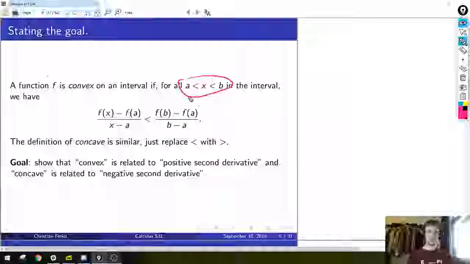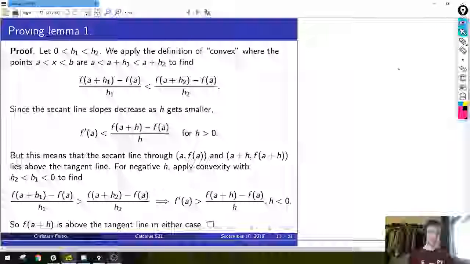So if I'm going to use that definition, I'd better tell you what these 3 points are, a, x, and b. So I apply that definition where a less than x less than b are a, the point where f is differentiable, which was in the statement of the lemma, x will be a plus the first number, and then b will be a plus the second number. So now we know this right side is bigger than the middle because we've assumed h2 is bigger than h1. Okay, good. So we picked those 3 points.